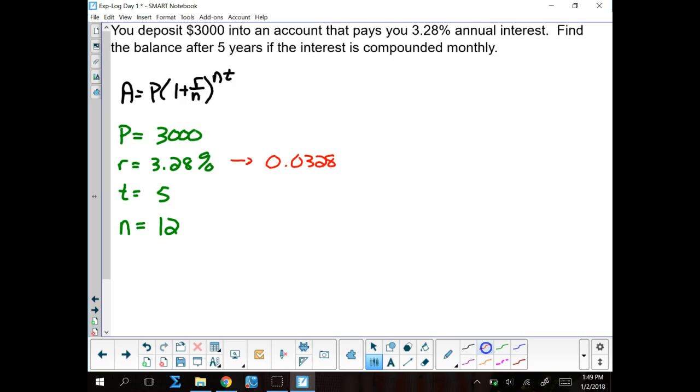So, let's go to my formula then. A equals 3,000 times 1 plus 0.0328 divided by 12, to the 5 times 12 power. We might need a calculator for this one.